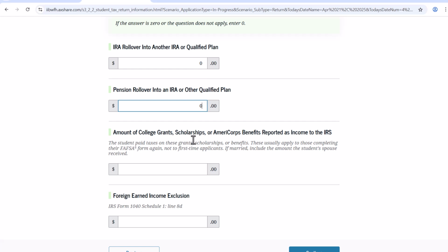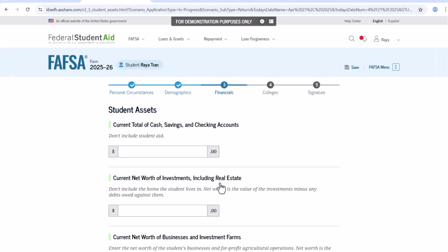Now, amount of college grant scholarships and AmeriCorps benefits reported as income to the IRS. If they did not file taxes, this will be a 0. But if they did, what this means is if they received any grant scholarships or benefits and they reported it as income on their taxes, they will put that amount there. If they did not, they'll enter in 0 and continue. Foreign earned income exclusion. If they have that, it can be found on the 1040 Schedule 1 on line 8D. If not, they'll enter in 0 and continue on.